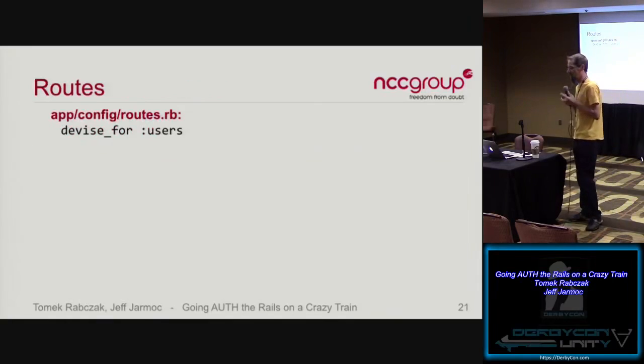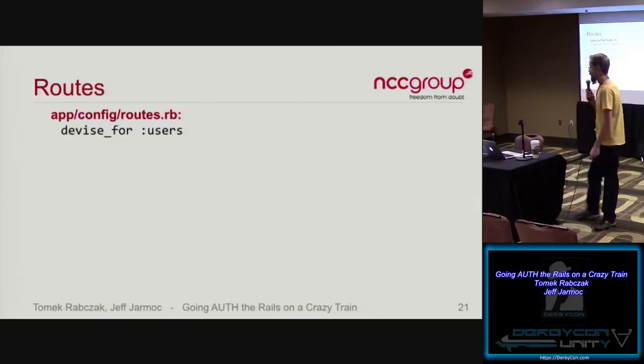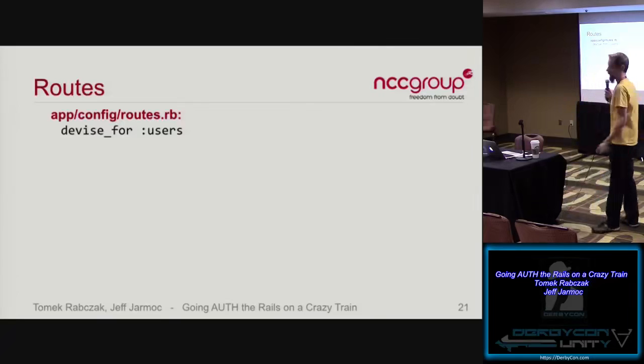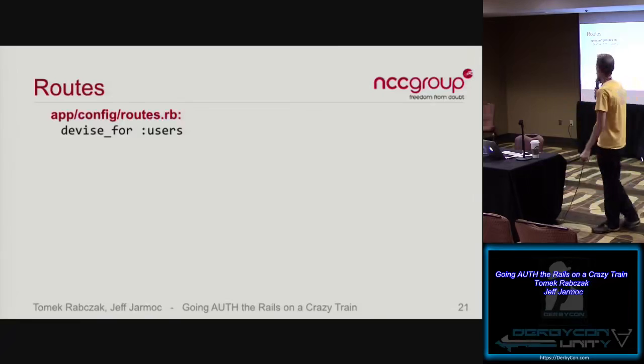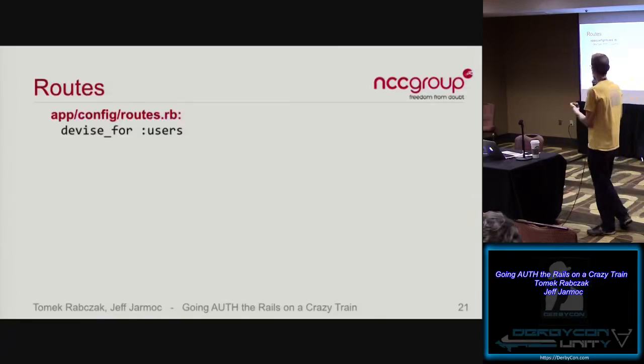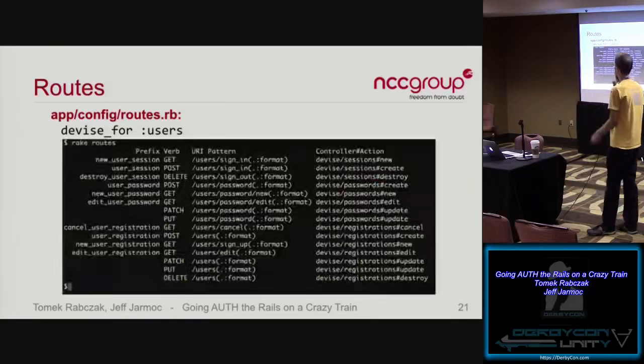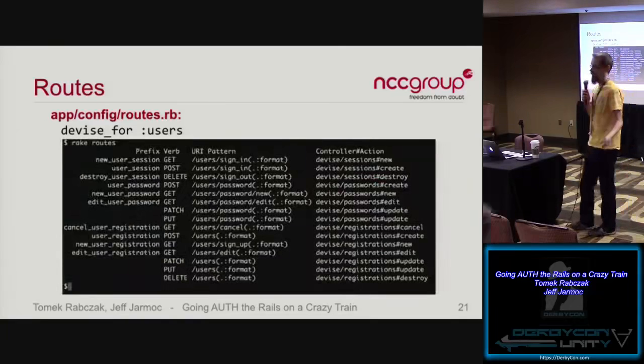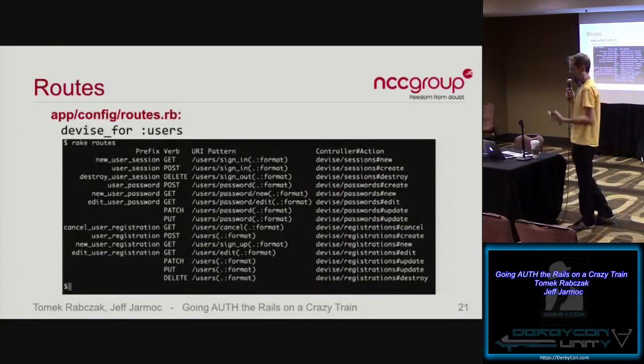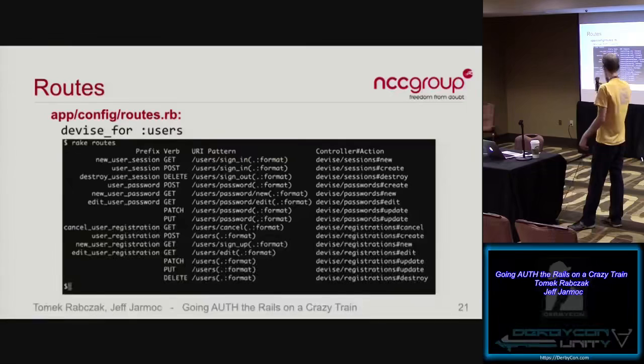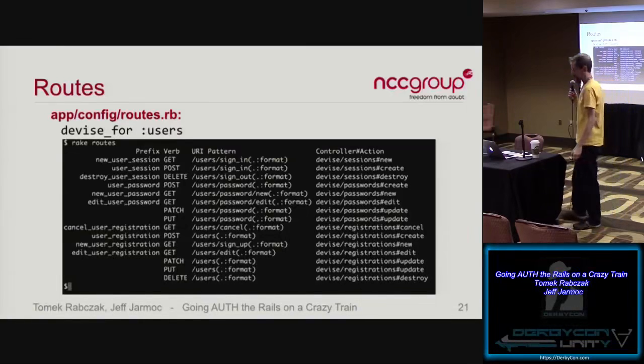Once you've got Devise installed, if you look at your routes.rb, you're going to see a line that's devise_for :users, just that one line. This calls this Devise helper on your user model. And the effect of that is, if you run rake routes and see which routes the application has configured, you see this.